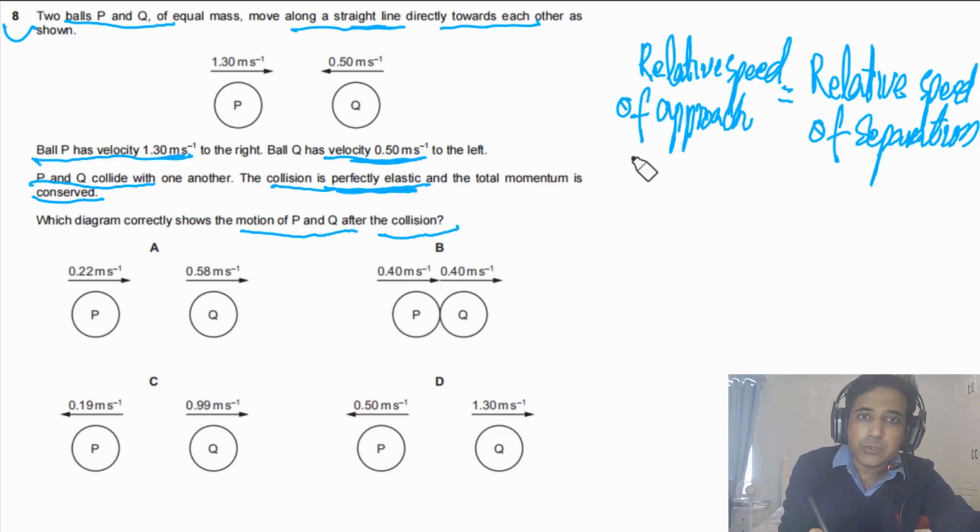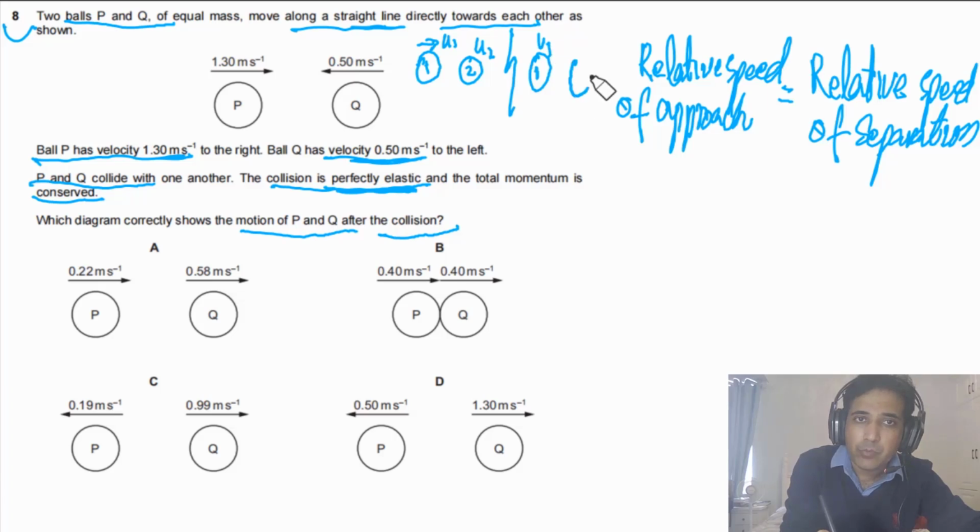So first of all, let's try to understand this concept a little bit. Imagine that we have two balls. Let's say this is ball 1 and this is ball 2. This ball has initial velocity u1, this one has u2, and after collision, ball 1 has velocity v1 and ball 2 has velocity v2, and they're just moving to the right. All of them are just moving in one direction.